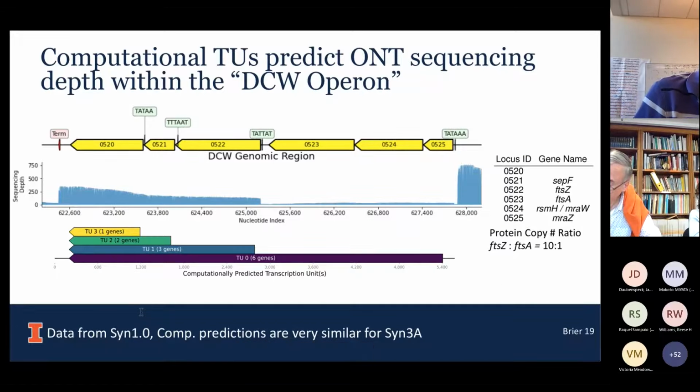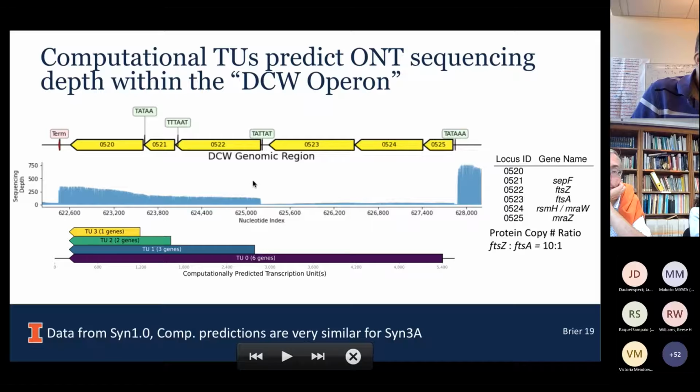Now going in to look at some actual data, we can combine the computational transcription unit predictions with the Oxford Nanopore sequencing. What's interesting is that the computational predictions roughly predict the sequencing depth within the DCW operon. If you recall, an operon is believed to be expressed in one shot. So you would expect that all of these genes within the DCW operon, an operon implicated in cell division, would be expressed at one time.